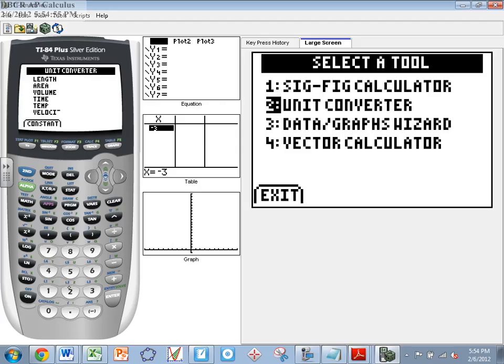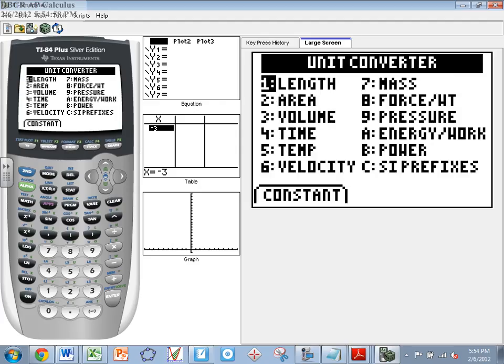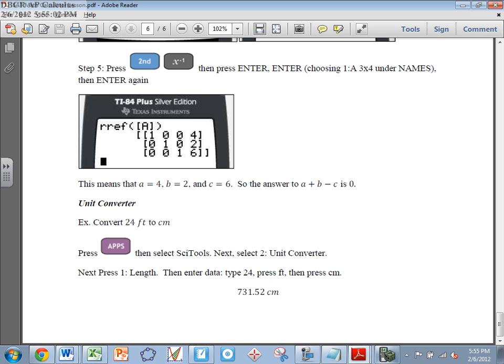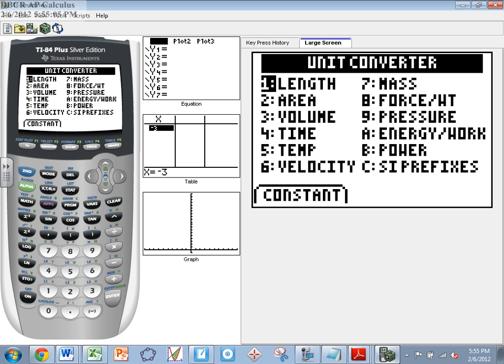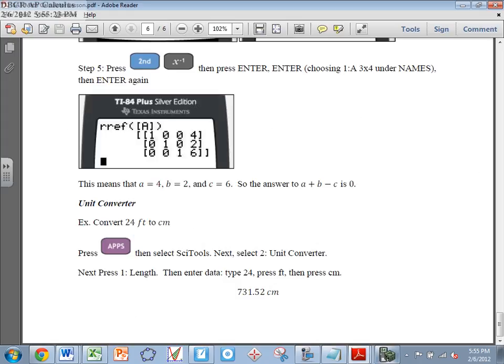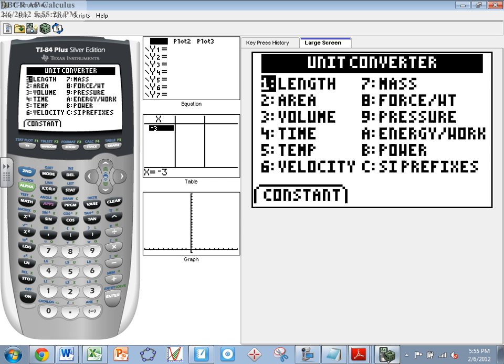Now, we want to convert, again, let's go back and look at our problem. We want to convert 24 feet to centimeters. Feet are a length, so I'm on number 1. So I know I'm going to use length. If I was not choosing length, if I was converting a volume, if I was converting an area, say I wanted to convert from square miles to square feet, I can use the area conversion. So your units are very, very important. Again, notice this is a length because it's 24 feet, not feet squared. Feet squared would be an area. So I want to convert a length, so hit enter on length.